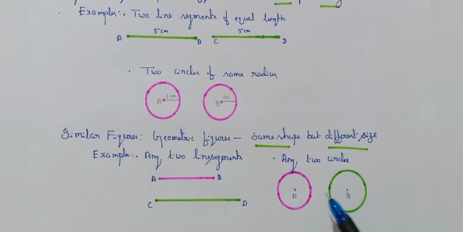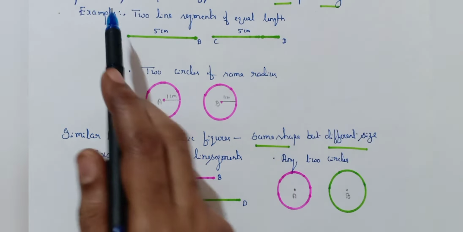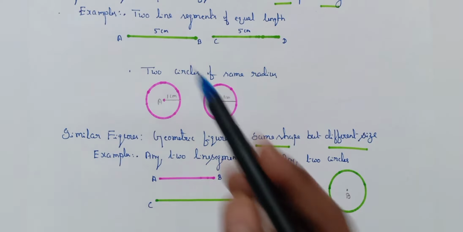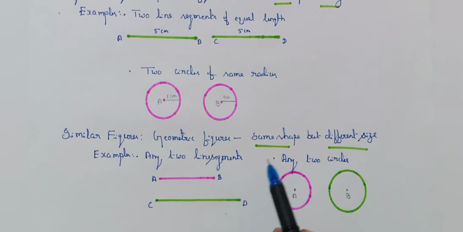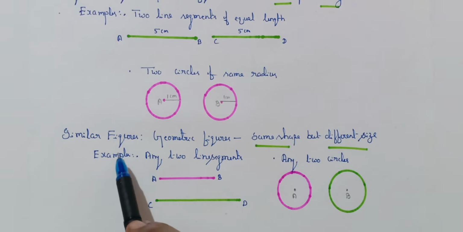So, AB and CD are called similar line segments. And one more example, any two circles. Here, the circle with center A and the circle with center B have different radii, so they are called similar circles. So, the two geometric figures which have the same shape and the same size are called congruent figures, and the two geometric figures which have the same shape but different size are called similar figures.